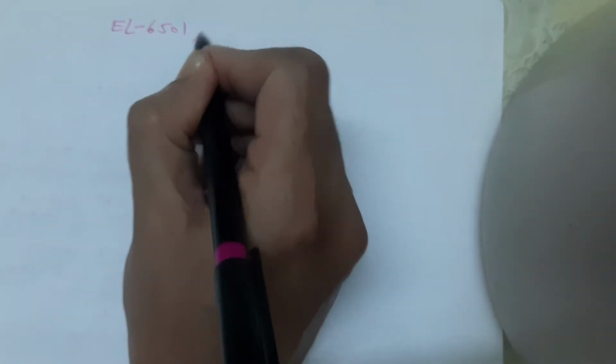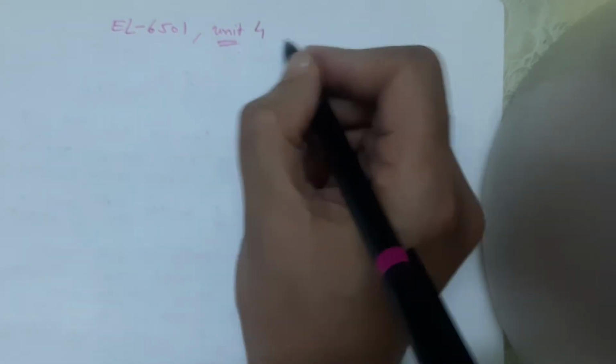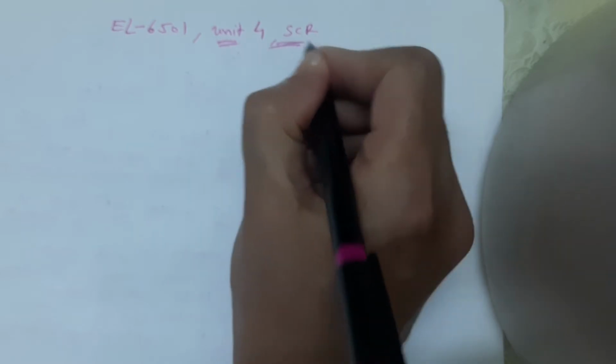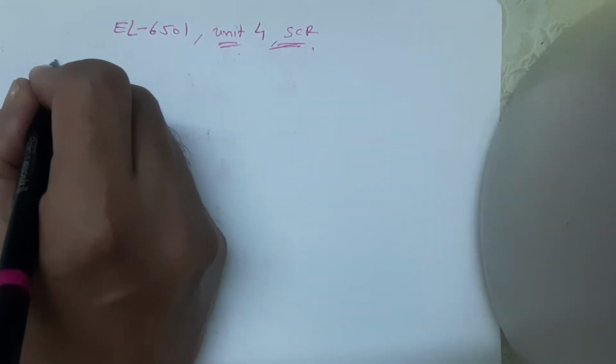Now, paper EL6501, Unit 4, SCR. Second lecture topic is equivalent circuit of SCR.